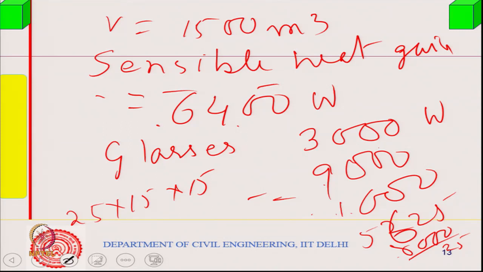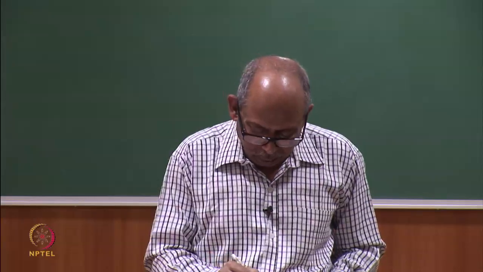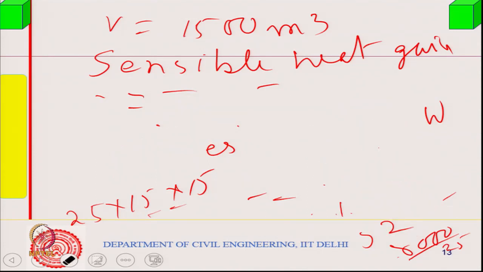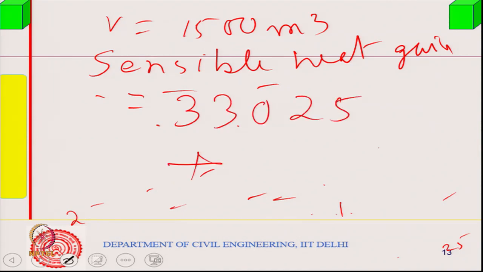So, sensible heat gain, sum of all this plus, of course, I have to find it out from infiltration. Okay, 33,025, yeah. So that's what it is coming to. So let me write that down. All components of sensible heat gain, so far it is 33,025 watts plus the infiltration.